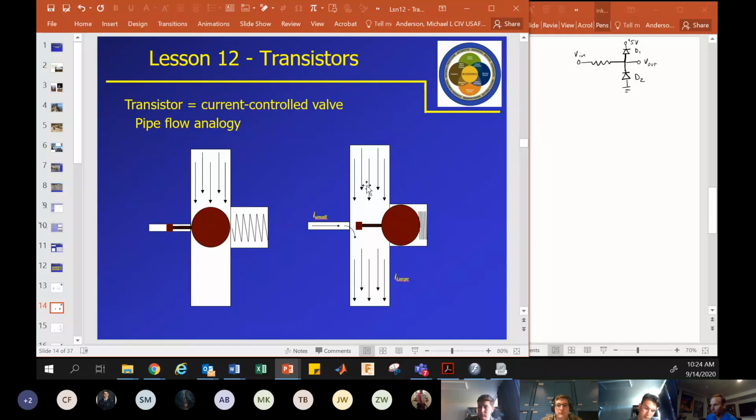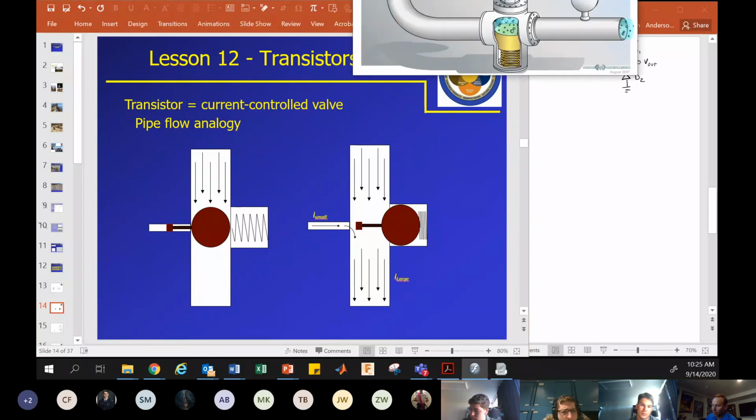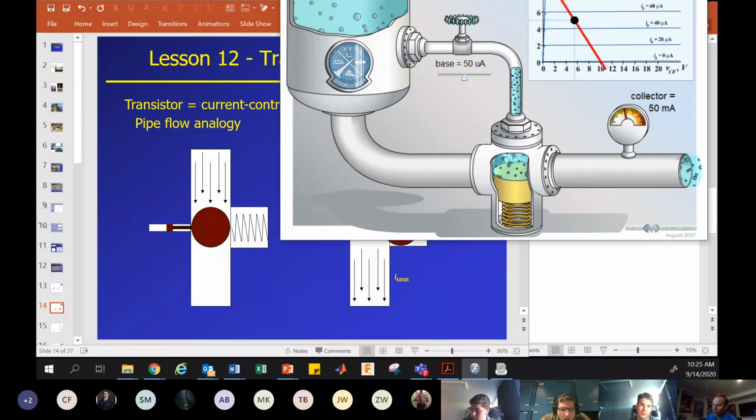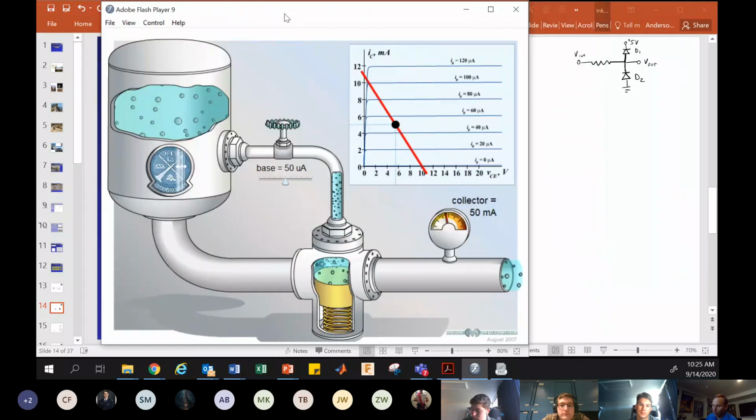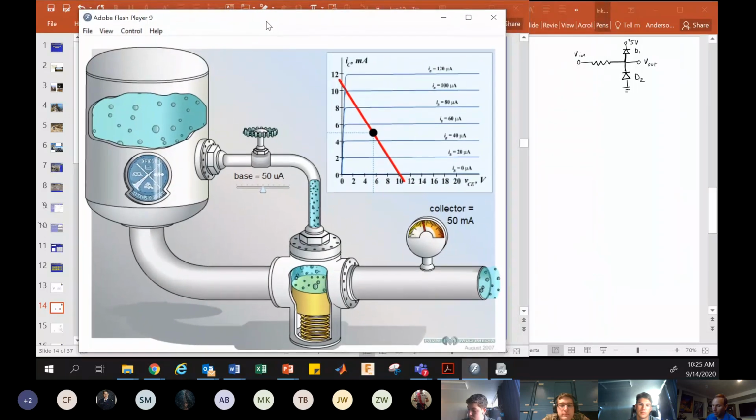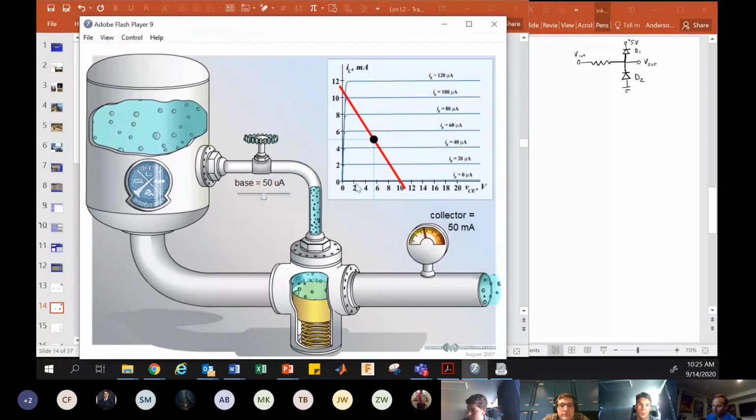I'll show you another fun animation. Here, we'll see what this chart means in a couple slides, but we control the transistor through the base. And if I turn up the base, this plunger moves out of the way, and I get more fluid flow through the pipe.